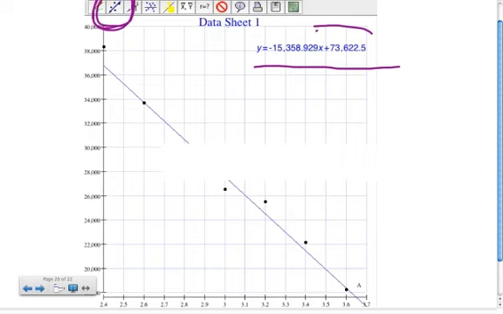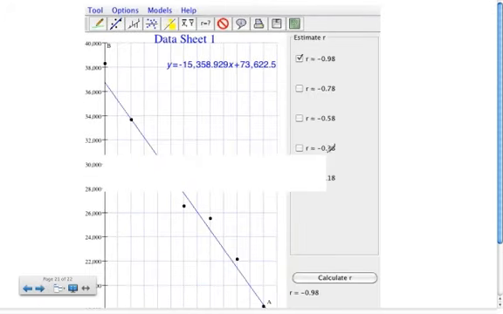Lastly, what I want you to click on is this R button right here with a question mark, R equals question mark. What that is going to do is calculate the R value for this particular set of data. And it'll take you to a screen and it's going to ask you to estimate R. My choices were negative 0.98, the second one was negative 0.78, the third one was negative 0.58, and the fourth one was negative 0.38.